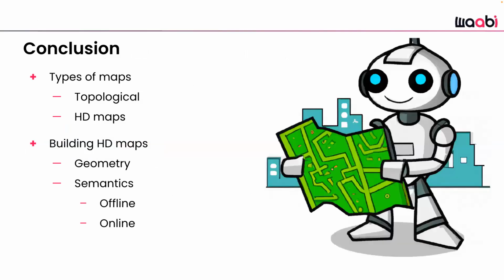So to summarize, we discussed these two big categories of maps that can be used in self-driving, namely topological maps and HD maps, and showcased how to build them using algorithms where humans and machines can collaborate effectively in order to reduce the total cost. Finally, we also looked at several approaches for online mapping and how they can be used to reduce the reliance on existing maps. And with this, we reached the end of the mapping section.